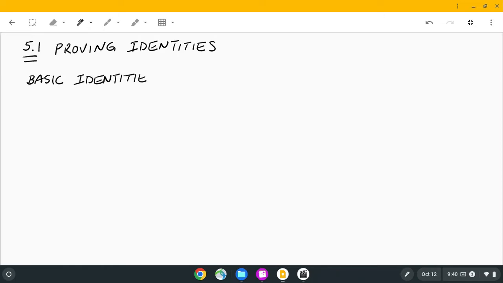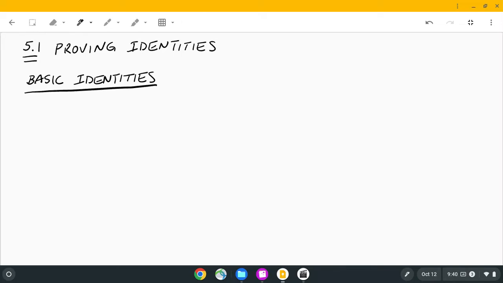Okay, so 5.1, proving identities. What we're going to be doing here is we're going to be given an identity, an equation, and what we need to do is verify that they are equivalent. We have some basic identities that you guys are aware of.